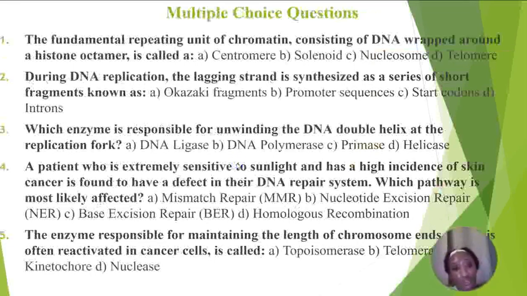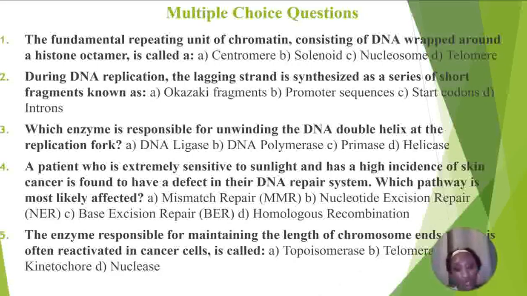So our 5 multiple choice questions. Number 1: The fundamental repeating unit of chromatin consisting of DNA wrapped around a histone octamer is called centromere, solenoid, nucleosome, or telomere. Number 2: during DNA replication, the lagging strand is synthesized as a series of short fragments known as Okazaki fragments, promoter sequences, start codons, or introns. Number 3: Which enzyme is responsible for unwinding the DNA double helix at the replication fork? DNA ligase, DNA polymerase, primase, or helicase.